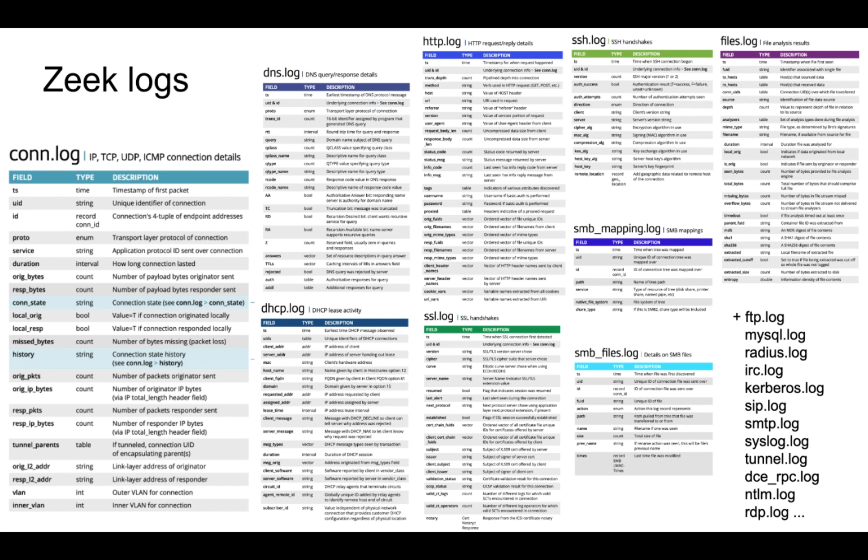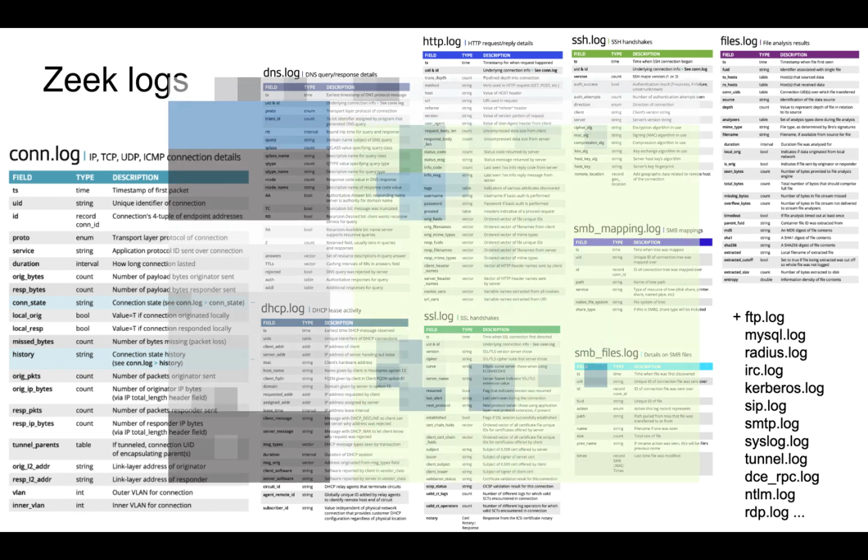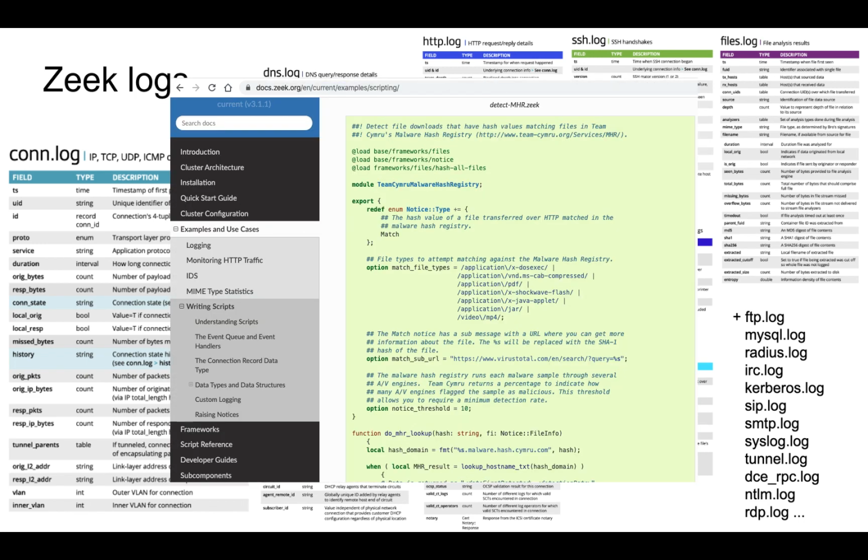Zeke can also be extended and customized, as it comes with its own powerful scripting language and plugin architecture that can be used to add or modify additional fields to events or create analyzers for entirely new protocols and new event logs to go with them.